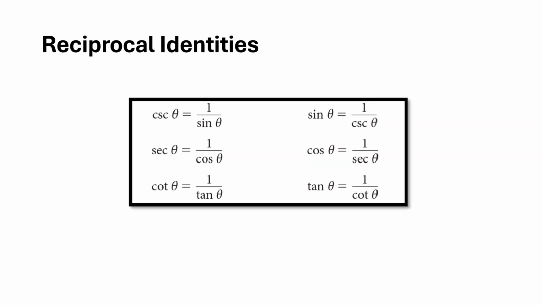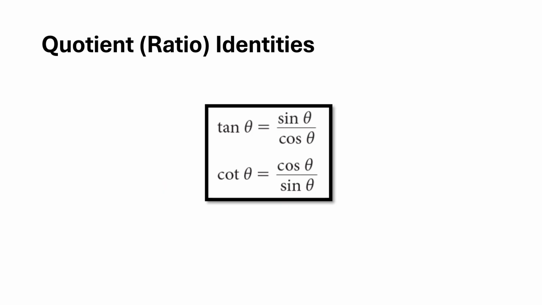The second set of identities are the reciprocal identities. You can kind of consider them like your opposites. So cosecant theta equals 1 over sine theta, and sine theta equals 1 over cosecant theta, and then all of our other pairs like secant and cosine, and cotangent and tangent. The next set are the quotient or ratio identities. This is specifically for tan and cotangent, where tangent is sine theta over cosine theta, and cotangent is cosine over sine.